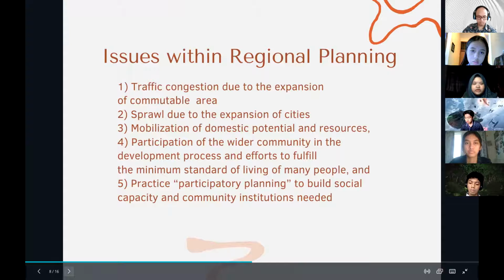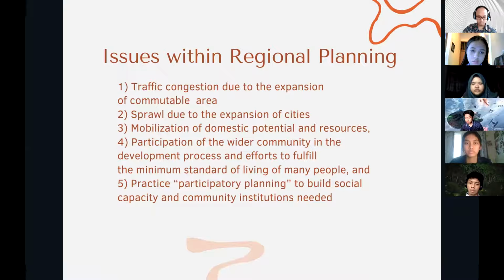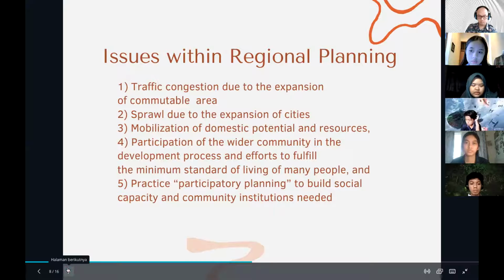And the issues within regional planning are, the first one, traffic congestion due to the expansion of commutable area. The second one is role due to activities. The third one is mobilization of domestic potential and resources. The fourth one is participation of the wider community in the development process and effort to fulfill the minimum standard of living of many people. And the fifth one is participatory planning to build social capacity and community institutions needed. And the next slide will be presented by Indira.